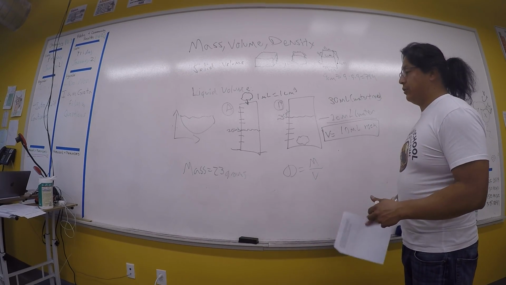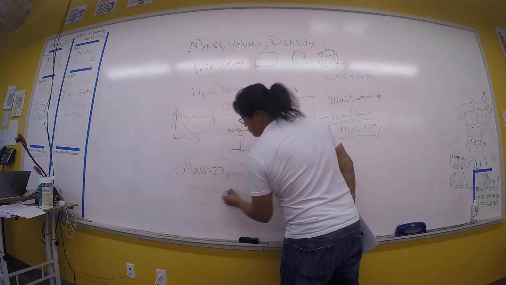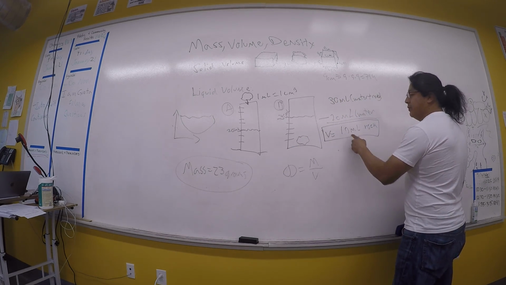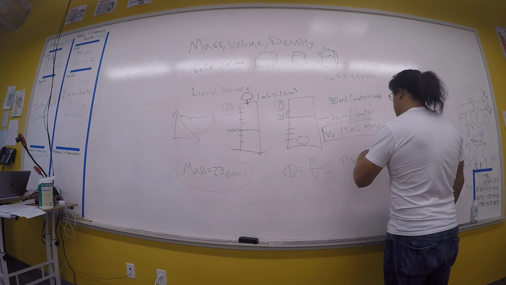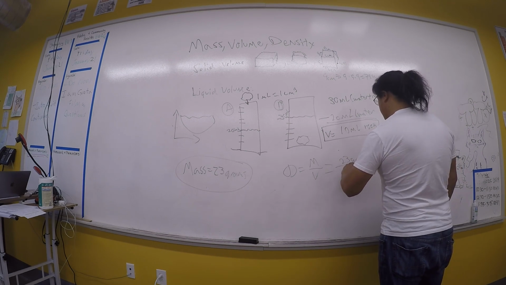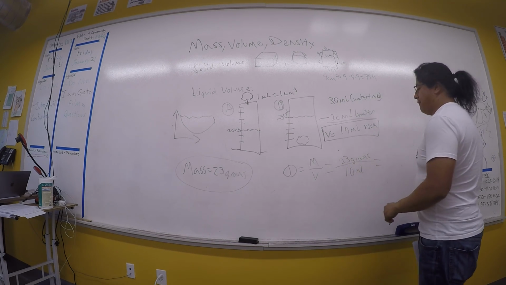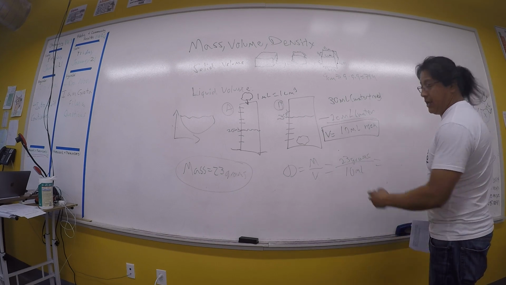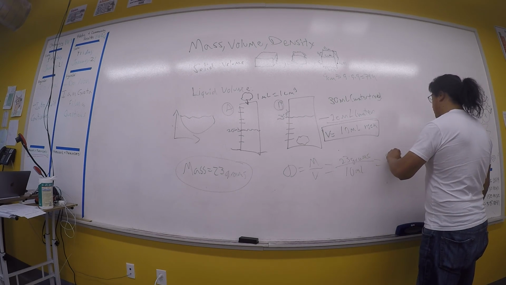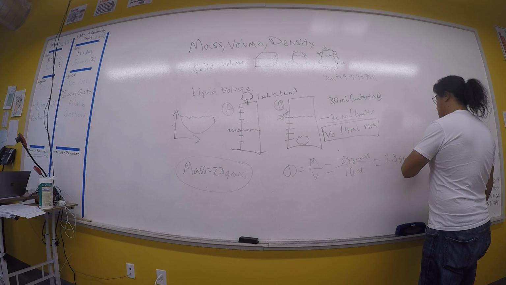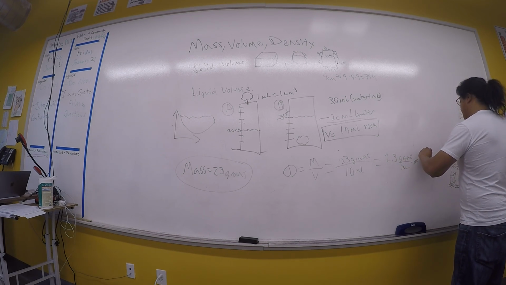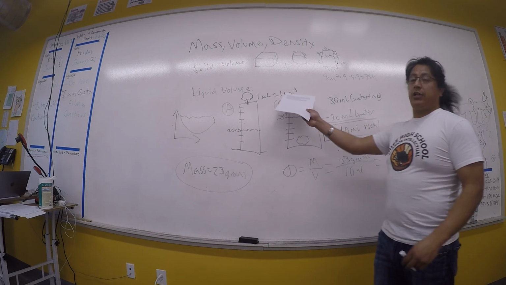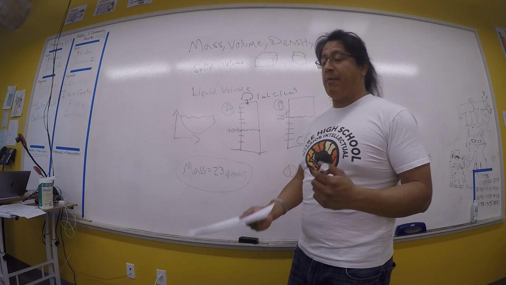So do we have a mass? Yes, we do. Do we have a volume? We do now. So we have 23 grams over 10 milliliters. If you get out your calculator, 23 divided by 10, I usually just move the decimal over, 2.3 grams per milliliter. Or you could say grams per cubic centimeter, because 1 milliliter is a cubic centimeter, if you remember from earlier.